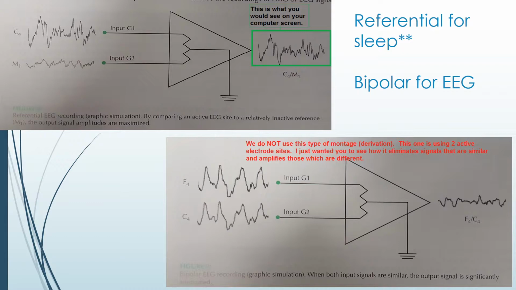And the references that we choose, the M1 and M2, are on the mastoid process. They're right behind the ears. And in that area of the head, there's very, very little EEG activity. So if we compare C4 to M1, our exploring electrode to our reference electrode, since our reference electrode has such very little activity, that enhances the C4 electrical activity. So we can really get a good view of what's happening in the central lobe of the right side of the brain. Okay, let's go on to our next slide.